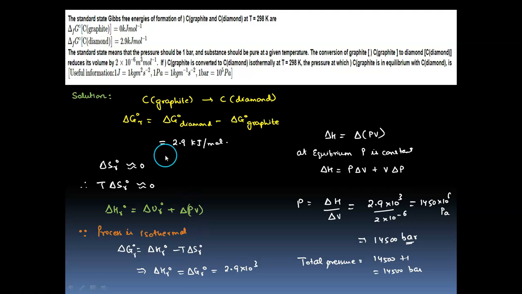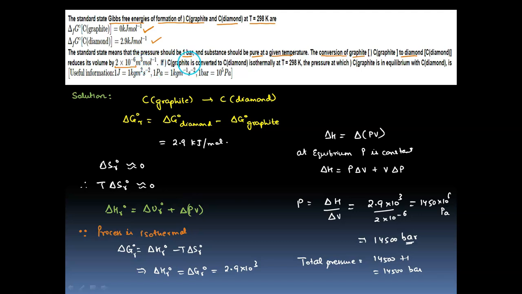Now in this question it says the standard Gibbs free energy of formation of graphite and diamond at 298 Kelvin are, for graphite it is 0, and for diamond it is 2.9 kilojoules per mole. The standard state means the pressure should be 1 bar and the substance should be pure at a given temperature. The question further says the conversion of graphite to diamond reduces its volume by 2 × 10^-6 meter cube per mole.